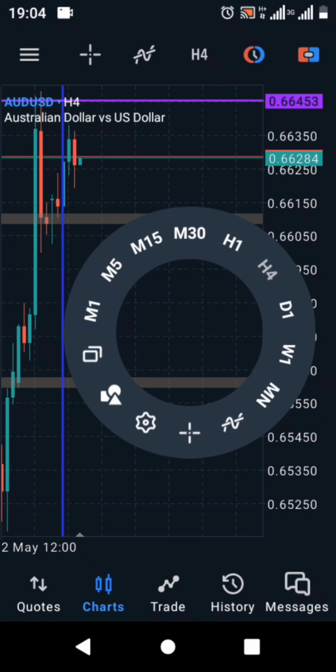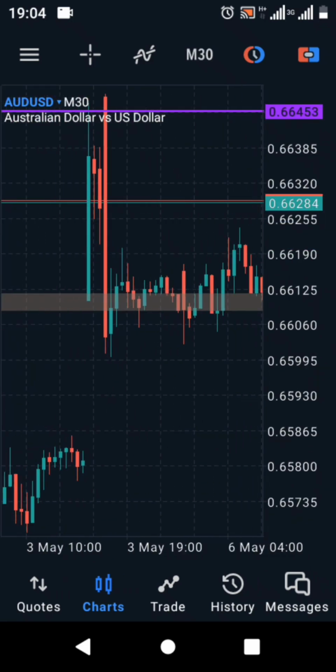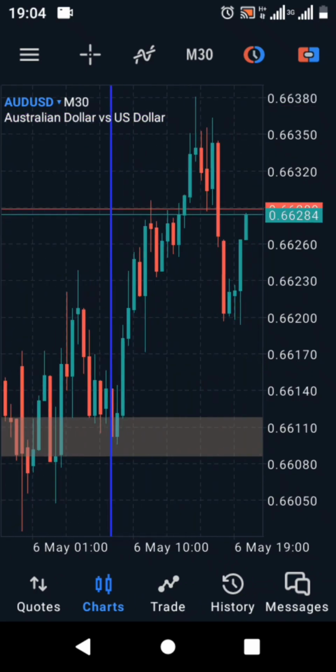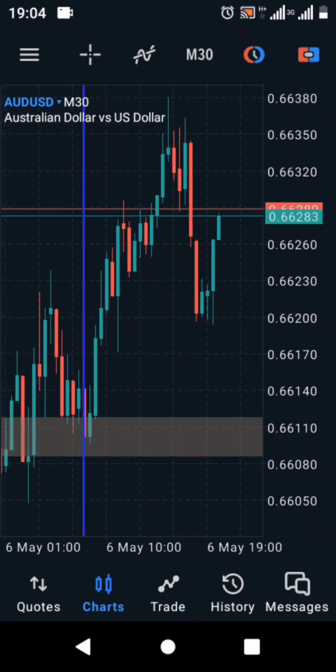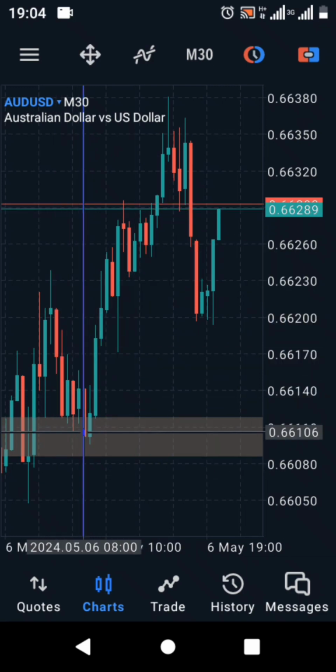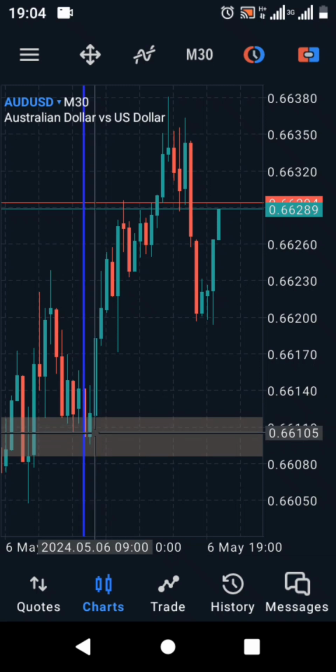Then we go on to our 30 minutes time frame. That's when we intraday trade. We use this time frame for the entries. You see, what happened is the market is on this area. The market gave us an inverted hammer. This is an inverted hammer.